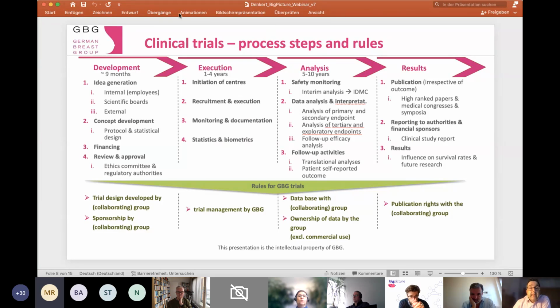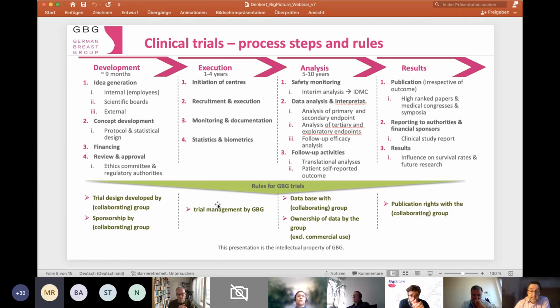These are some details, so it's a long way from the development of a clinical trial to the actual results. It's something that goes on for many years, starting with the first idea, with the execution of the trial, with the analysis, and here we have the follow-up activities and translational activities and the patient outcome that is collected. And the main activities within Bigpicture will be in this area, building on existing clinical trial cohorts and using them for translational research.